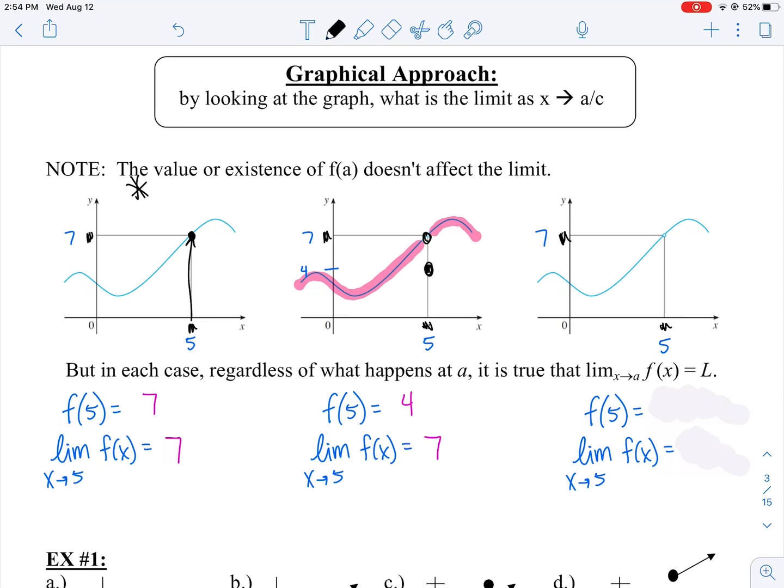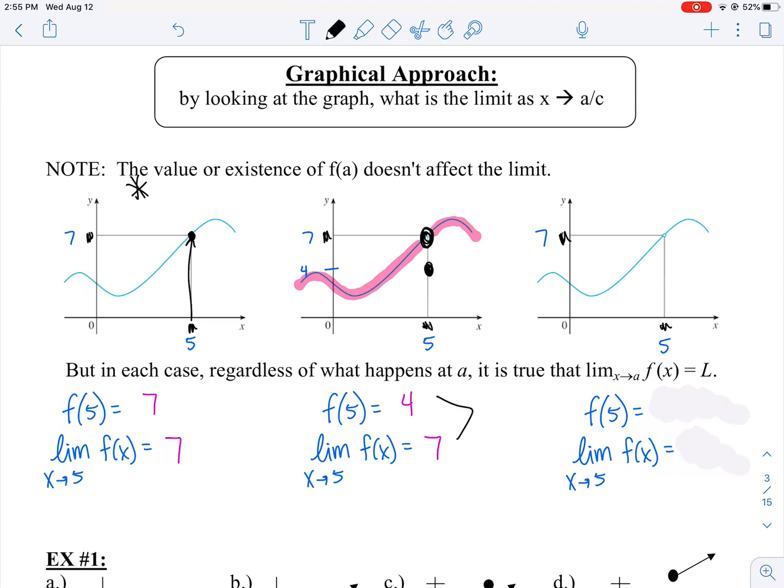Even though there might be a QT across the street and it's open, we want to be up here on the path. So even though there's a hole, we can still have a limit. And they might not be the same value. The function value and the limit value might be a little bit different.